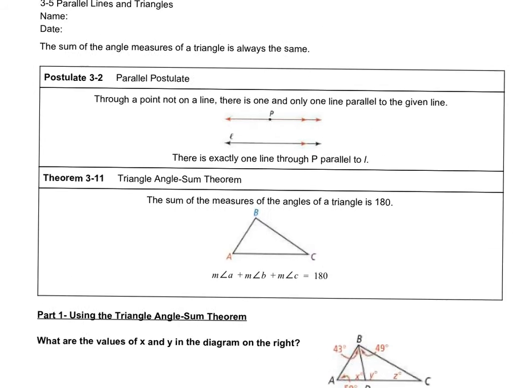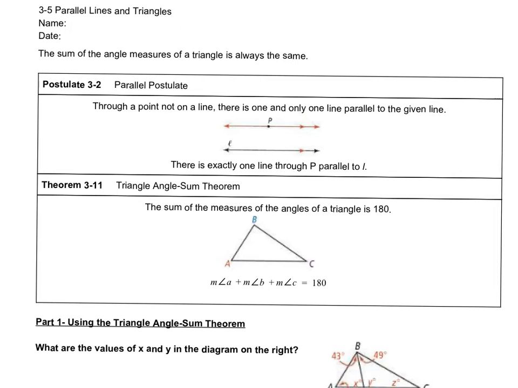Today's lesson is 3.5, parallel lines and triangles. The sum of the angle measures of a triangle is always the same. Let's look at Postulate 3.2, the Parallel Postulate: through a point not on a line, there is only one line parallel to the given line. There is exactly one line through P parallel to L.